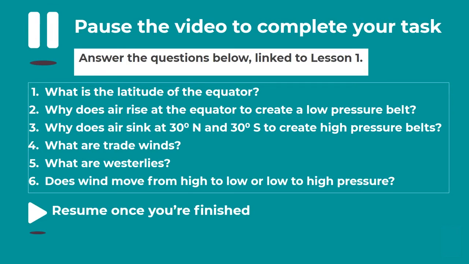I'd like you to answer the questions linked to the Hadley cell and linked to lesson 1 about the Global Atmospheric Circulation Model. So your questions are: what is the latitude of the equator? Why does air rise at the equator to create a low pressure belt? Why does air sink at 30 degrees north and 30 degrees south to create high pressure belts? What are trade winds? What are westerlies? And finally, does wind move from high to low or low to high pressure? So please pause the video and have a go at answering the questions, and then we will mark our work in just a moment.